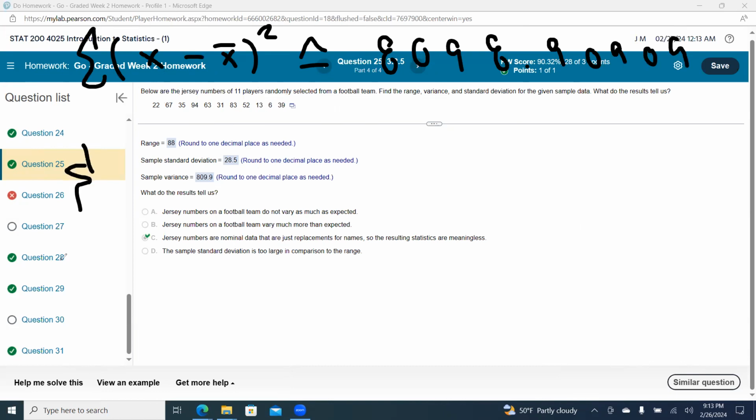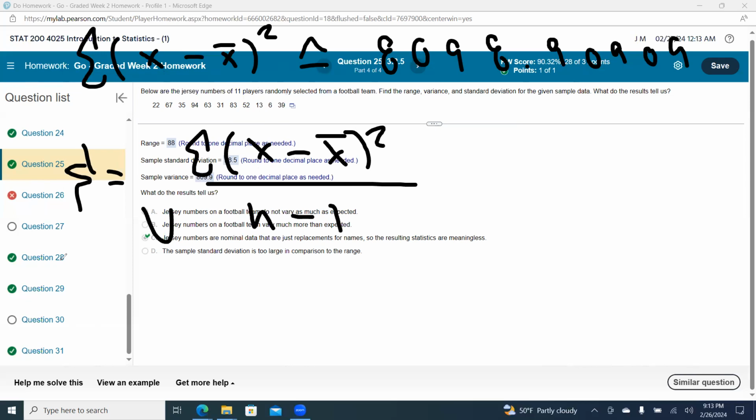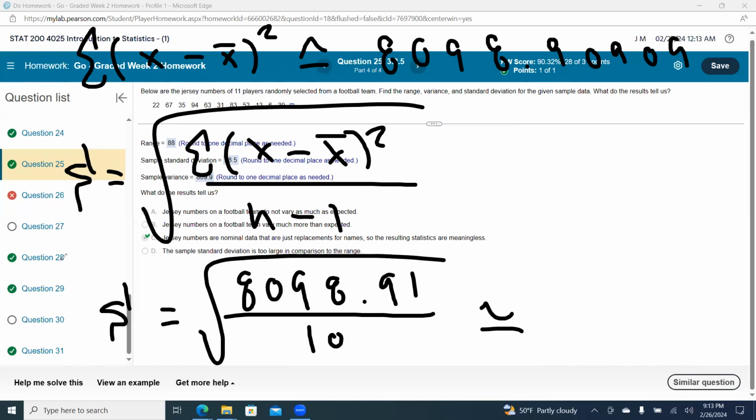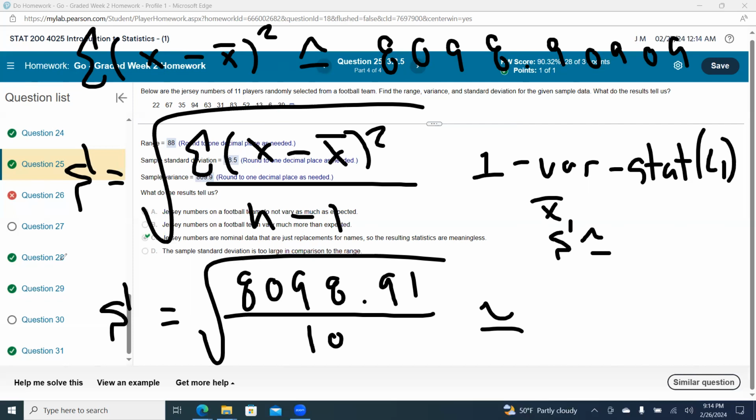Then we just do s, and it's going to be the square root of the sum of all x minus x barred squared over n minus 1. That's 8098.91, take the decimal out as far as we want. The n is 11, so it's divided by 10, n minus 1. We should get the same thing as if we just did one var stat L1, which will give us the mean and the sample standard deviation. We have to compare it to make sure we don't make a mistake.